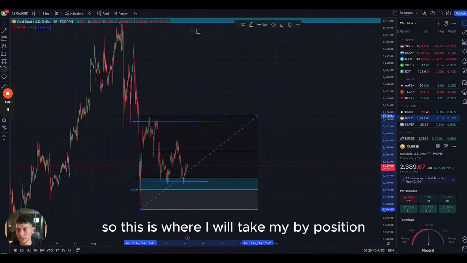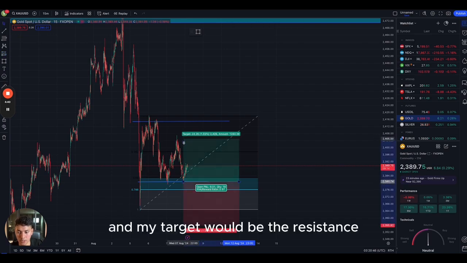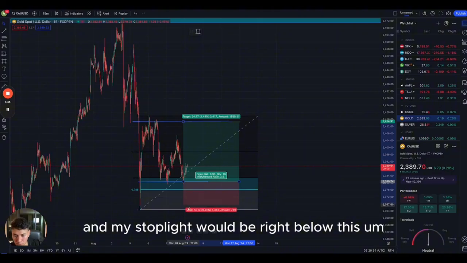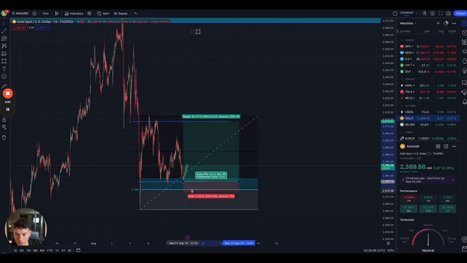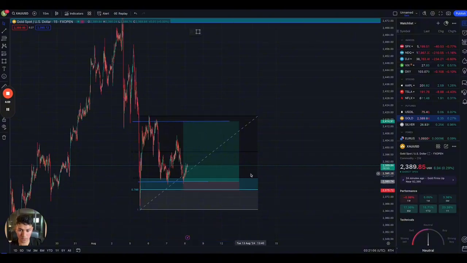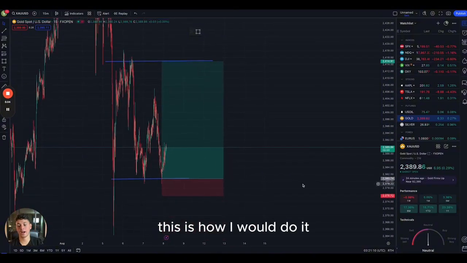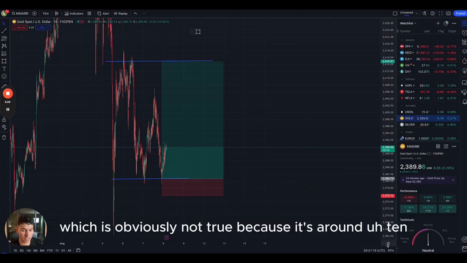So this is where I will take my buy position. I will go for the long here, and my target would be the resistance, which we talked about before, which is this one right here. And my stop loss would be right below this resistance, which would be around right here, and this would be my entry for that day. Let me take this out, and this would be my entry. This is how I would do it if the market were to open in about 10 minutes from now, which is obviously not true because it's around 10:21 p.m.